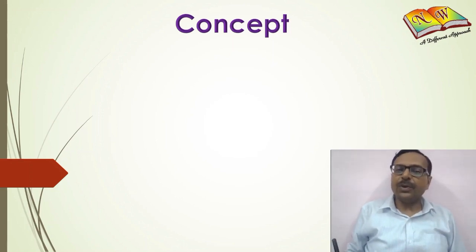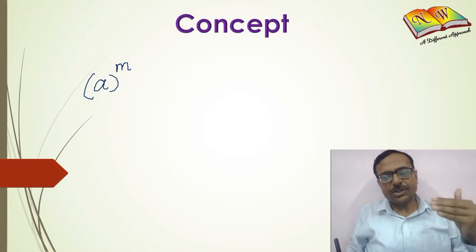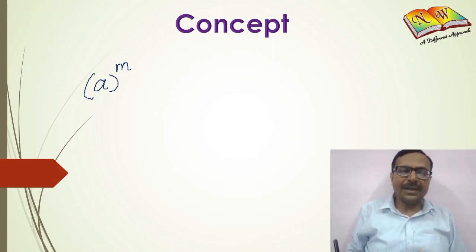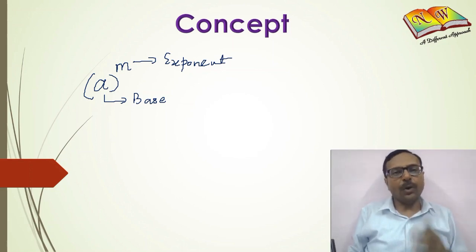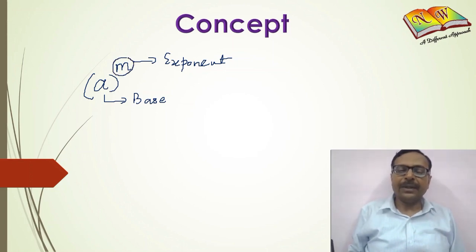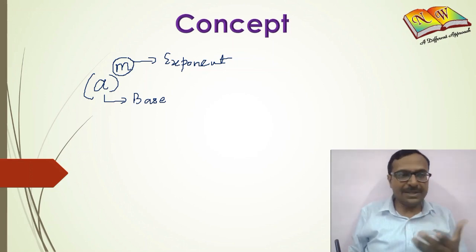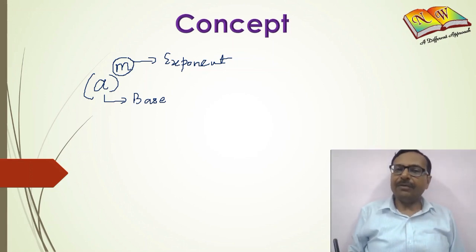So suppose you have a base a and we are raising it to the power m. We call it a raised to the power m. This a is called the base and m is called the exponent. The base can be anything. It can be an integer, a whole number, or a rational number. Similarly, the exponent m can be positive or negative or even zero. In this activity, we will be taking the base to be rational.